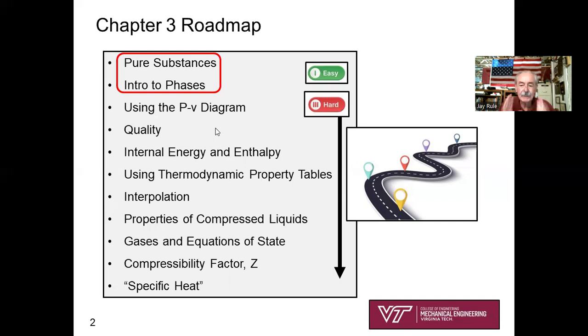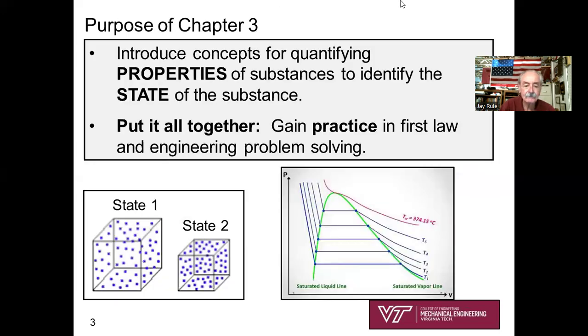Another key point to make about chapter 3 is you're going to cover two categories of properties. One's going to be properties that can change their phases, more in just a second, and other substances that we would consider gases that you probably have some familiarity with already. And so the purpose of chapter 3 is to introduce concepts and skills to enable you to quantify properties of substances in order to identify the state. So remember that. A set of properties defines the state.